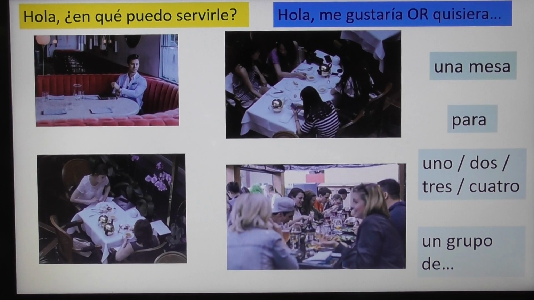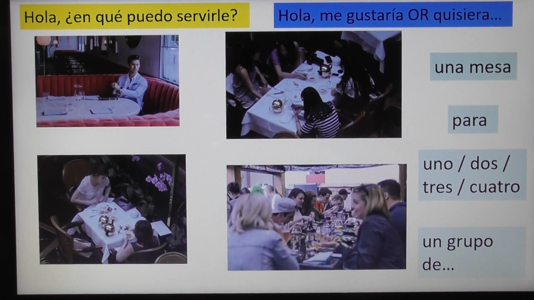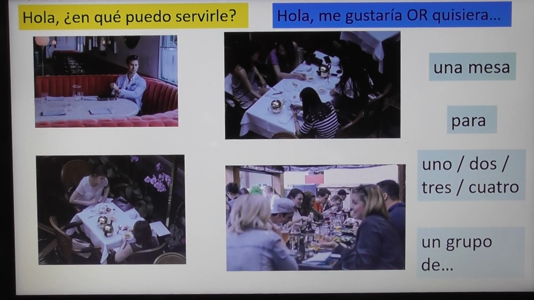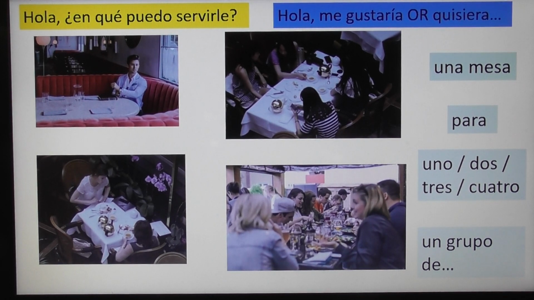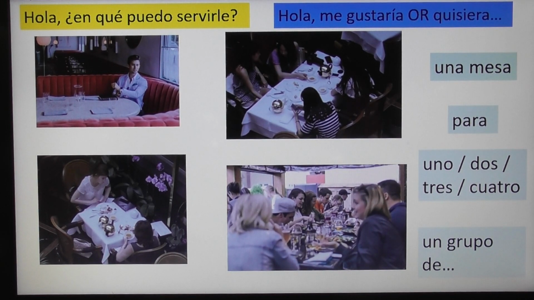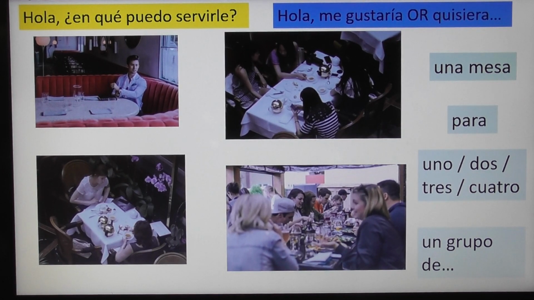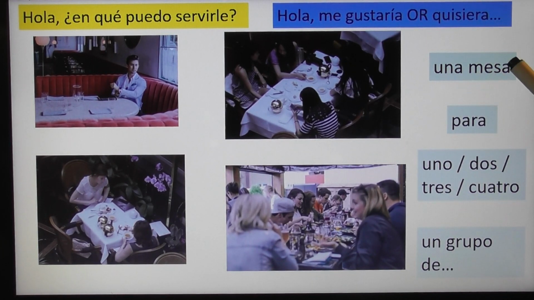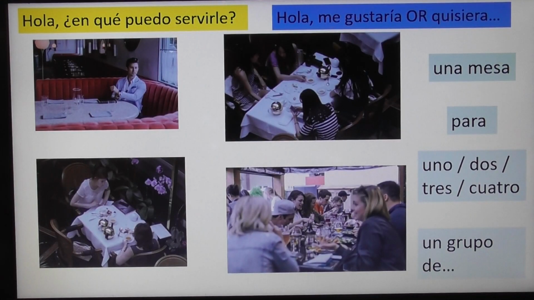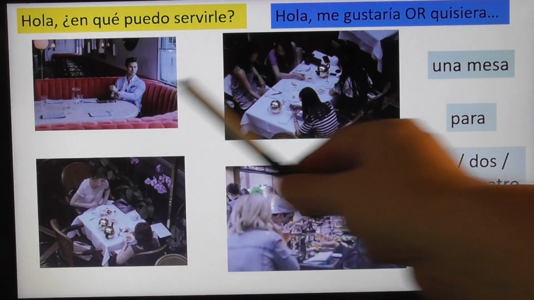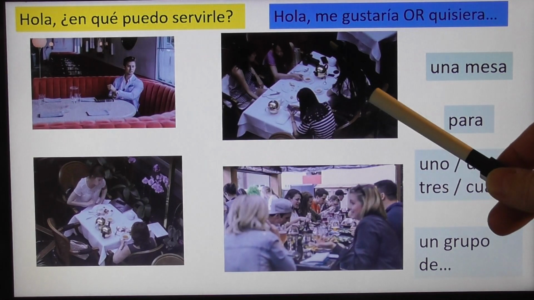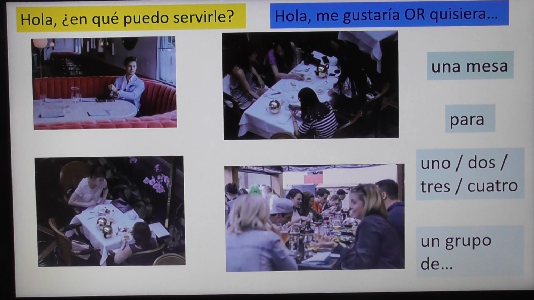Okay, how would you go about saying, I would like a table for 4? Me gustaría o quisiera una mesa para 4. What about, I would like a table for a group of 10? Me gustaría o quisiera una mesa para un grupo de 10. Okay, and this time I want you to write some sentences using these pictures as prompts. So, for this one, for example, you're going to say, hello, I'd like a table for 1. We've got 4, 2, and a group of 10. Okay, come back to you soon.